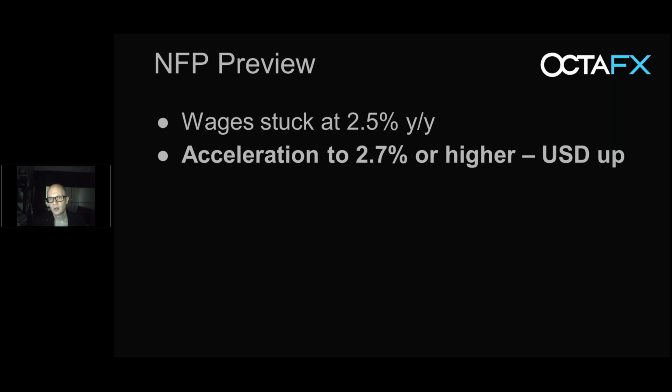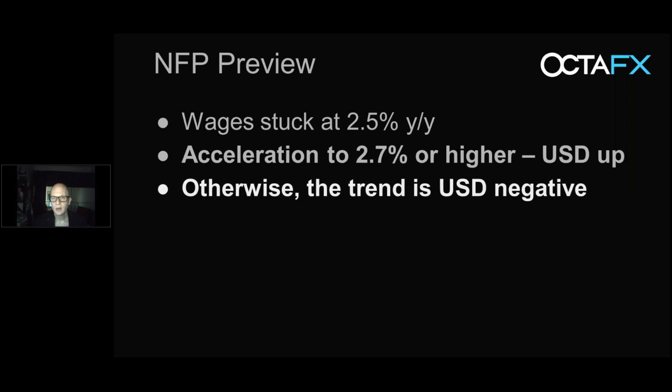If we have an acceleration to 2.7% or higher, then the US dollar could rise, because that would show that the US economy is heating, that if we have higher salaries, we eventually will have higher inflation, and the Fed will need to raise rates, and this strengthens the dollar. Otherwise, if we have a fall below 2.5, it will be very, very disappointing, and the trend, which remains against the US dollar, will likely extend.